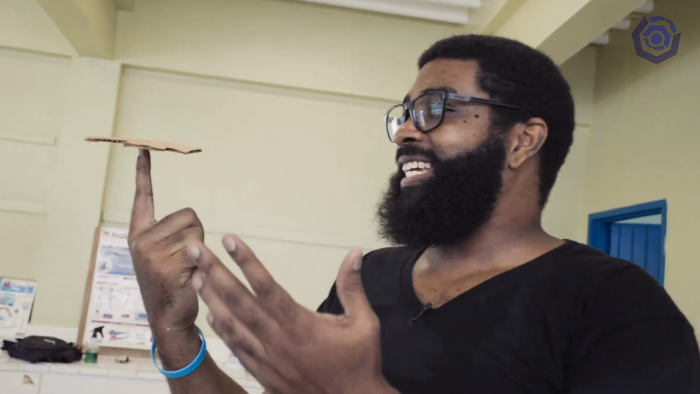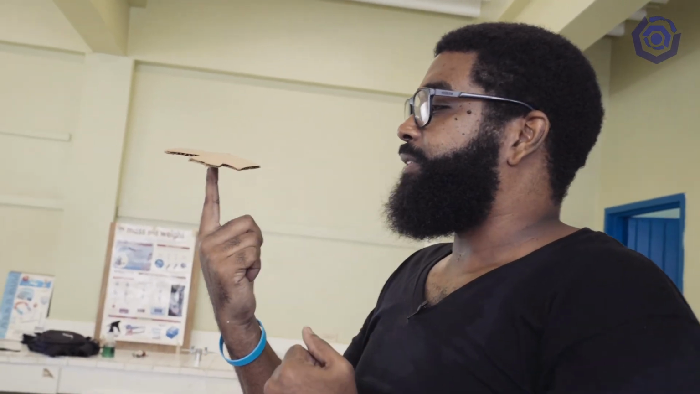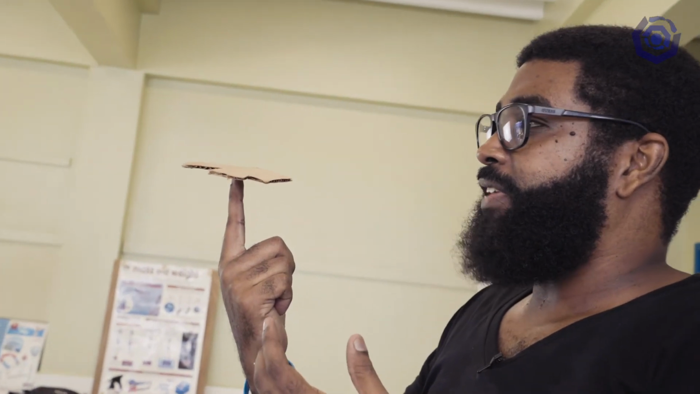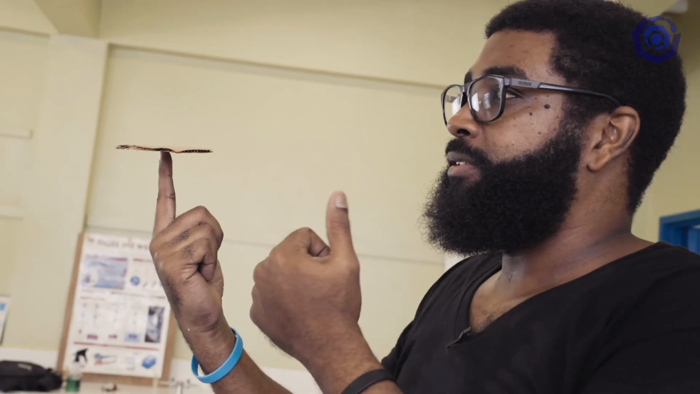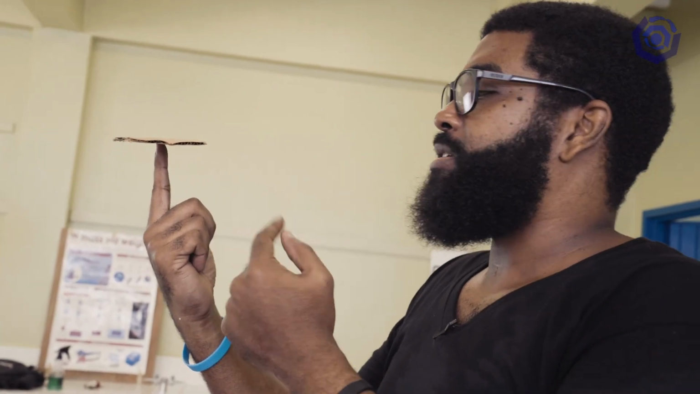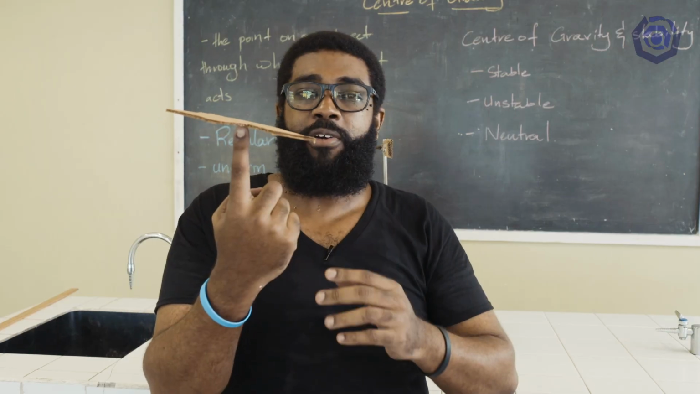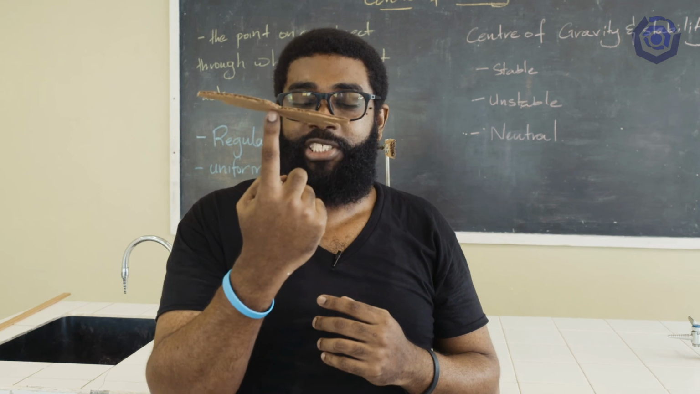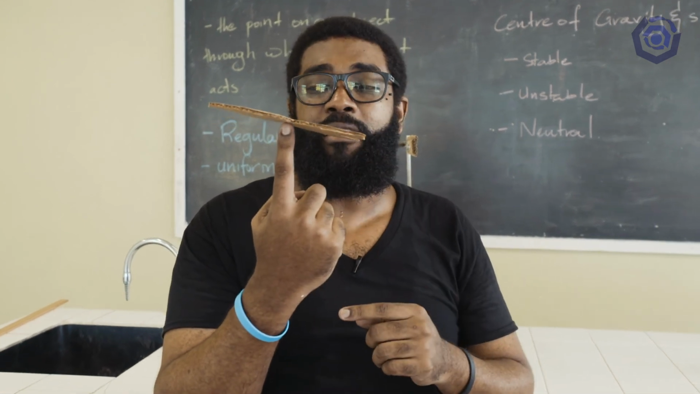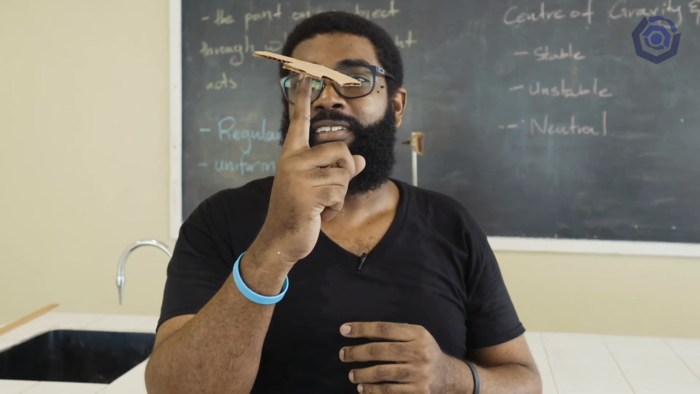So, in today's lesson, we looked at center of gravity. We defined regular and uniform. We looked at the three types of stability, or equilibrium: stable, unstable, and neutral. And we found the center of gravity of an irregular lamina. Center of gravity, it is your friend, but if you take it for granted, it can be your enemy.